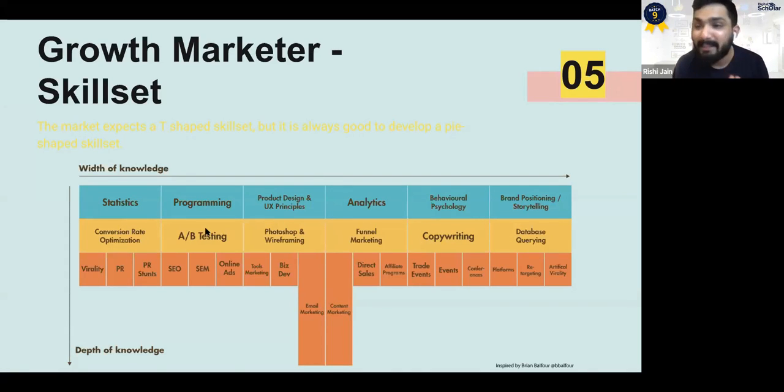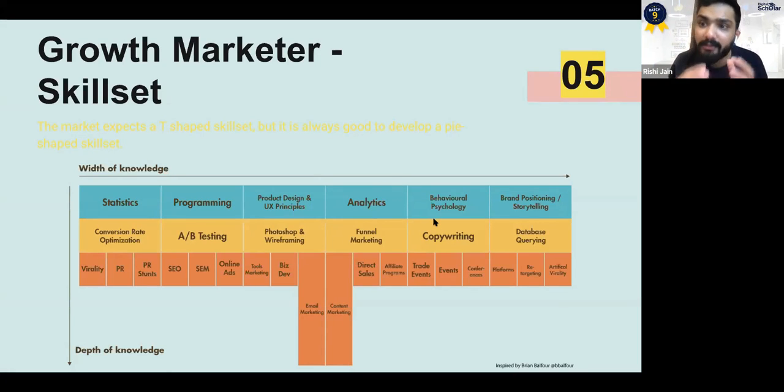Then you have A/B split test, which is creating two versions of the web pages, running different paid advertisements for different traffic, and understanding the dynamics over there. You design the product and UX principles, which is again photoshopping, wireframing and stuff. Then you look at the analytics again, which is again data on which point the customer is dropping off, and which point the other things are happening.